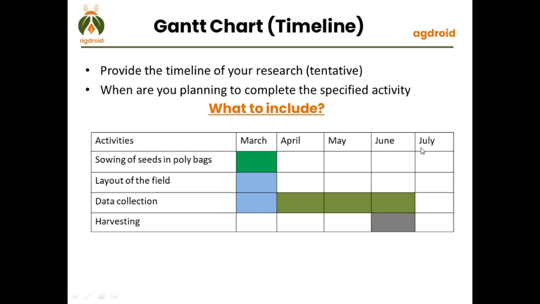period during our research. So it means sowing of seeds in polybags will be conducted in March, layout of the field as well in March, while data collection will be done throughout March, April, May and June, while harvesting will be done in June only. So in this way we can represent various activities that will be done in our research later on as a tentative format through the Gantt chart.